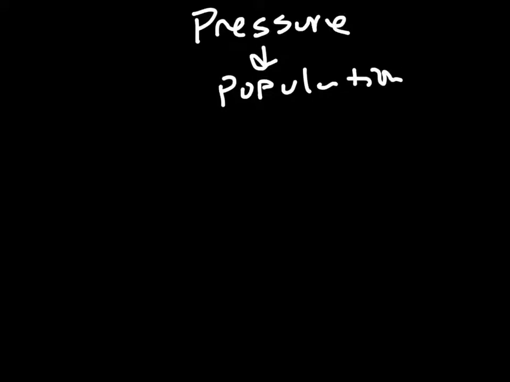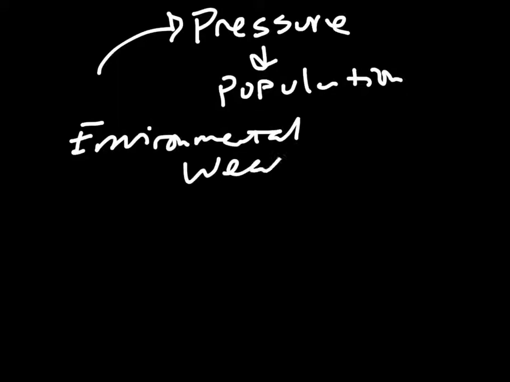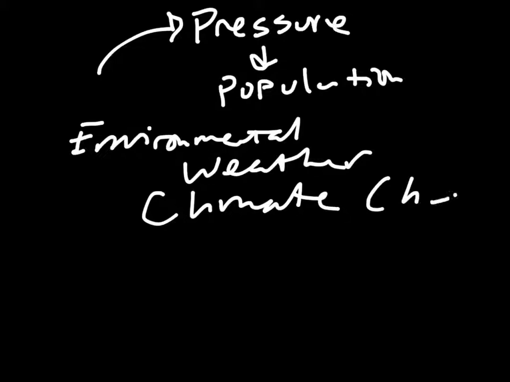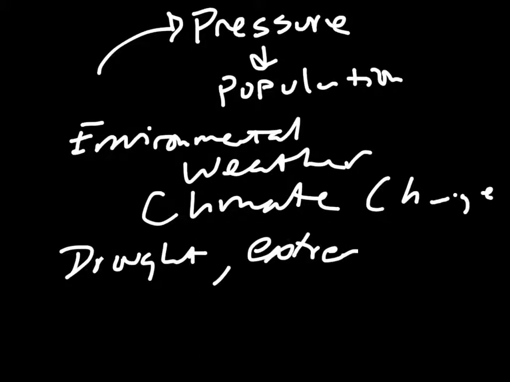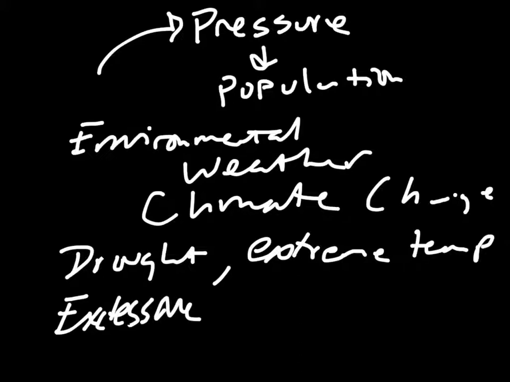And so let's start by talking about some of the things that can cause a pressure on a population. One of the things that can cause a pressure on a population are environmental conditions. By environmental conditions, I basically mean weather or climate change. These are things such as drought, temperature changes like extreme temperature. We could be talking about excess rain or flood. We could be talking about some sort of natural disaster. We could be talking about a fire. We could be talking about an increase in predator population.